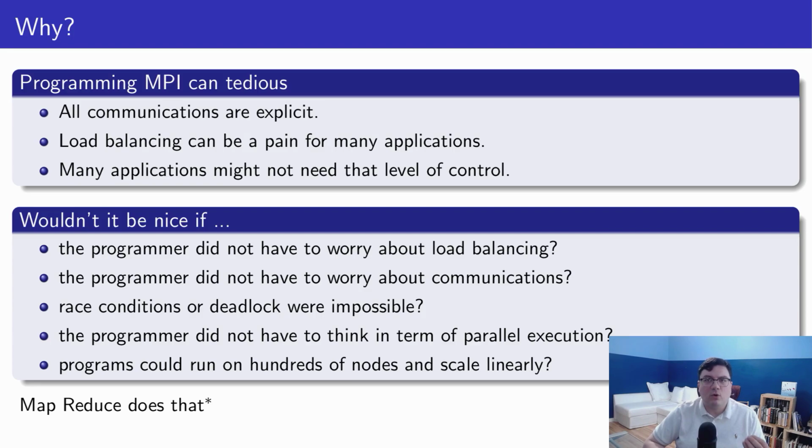In MPI, all communications are explicit. Load balancing is managed by the programmer, and race conditions and deadlocks can cause hard-to-solve bugs.